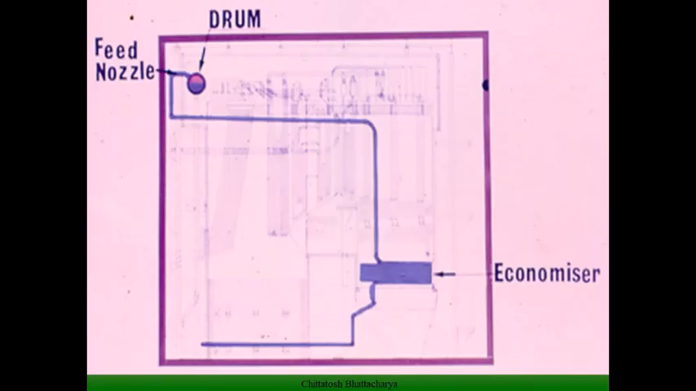The typical connection of the economizer with the drum is shown here, and as you see, the drum is receiving the water from the economizer, so across the drum length this water is distributed through the feed nozzles. So feed nozzle piping is there and this piping is supplying water uniformly across the boiler drum.